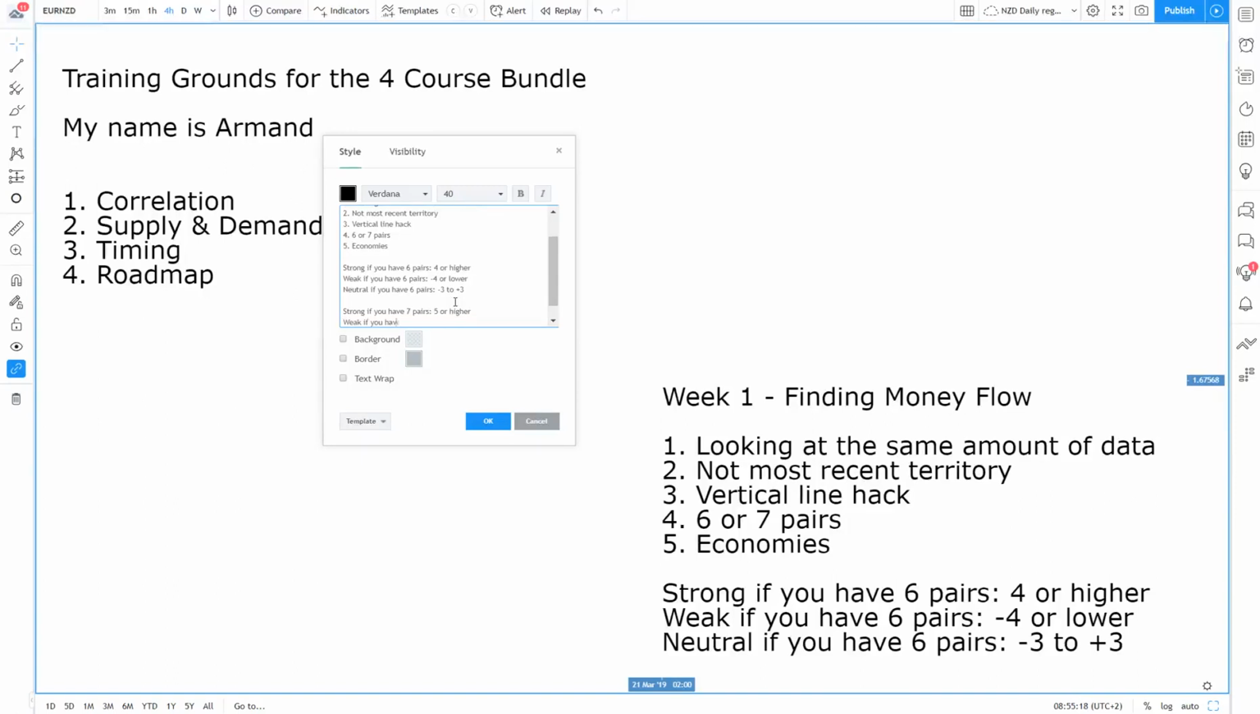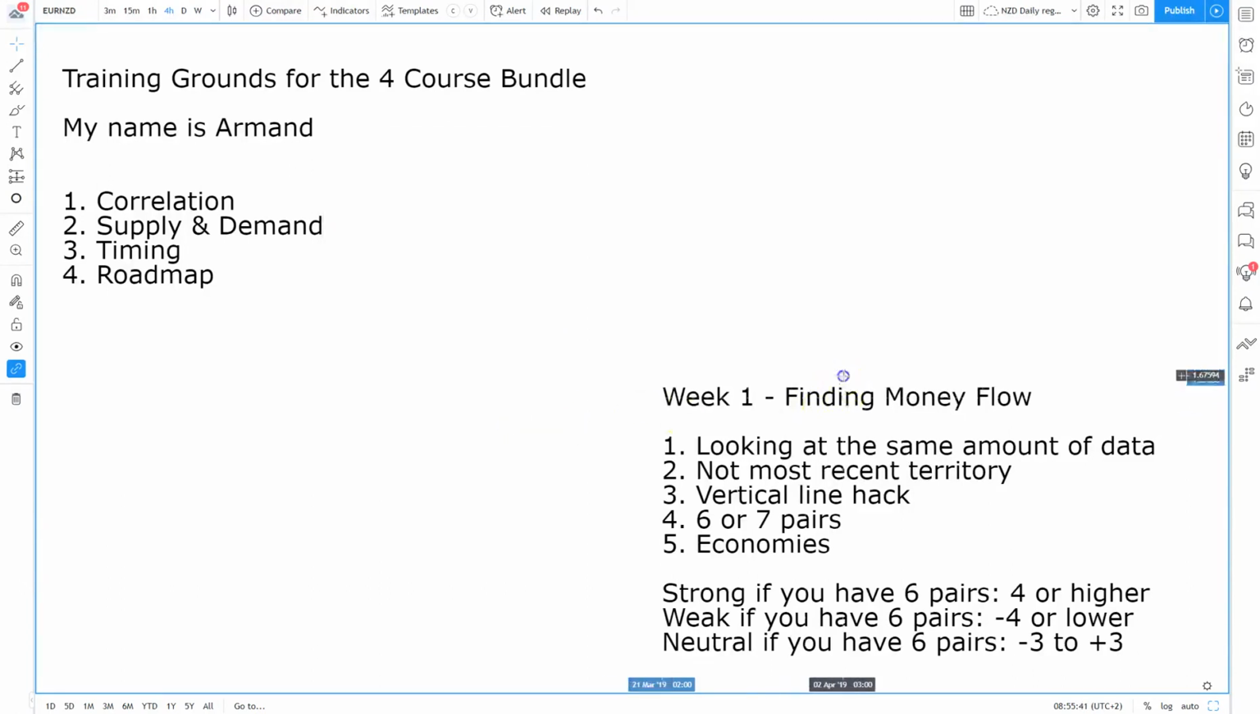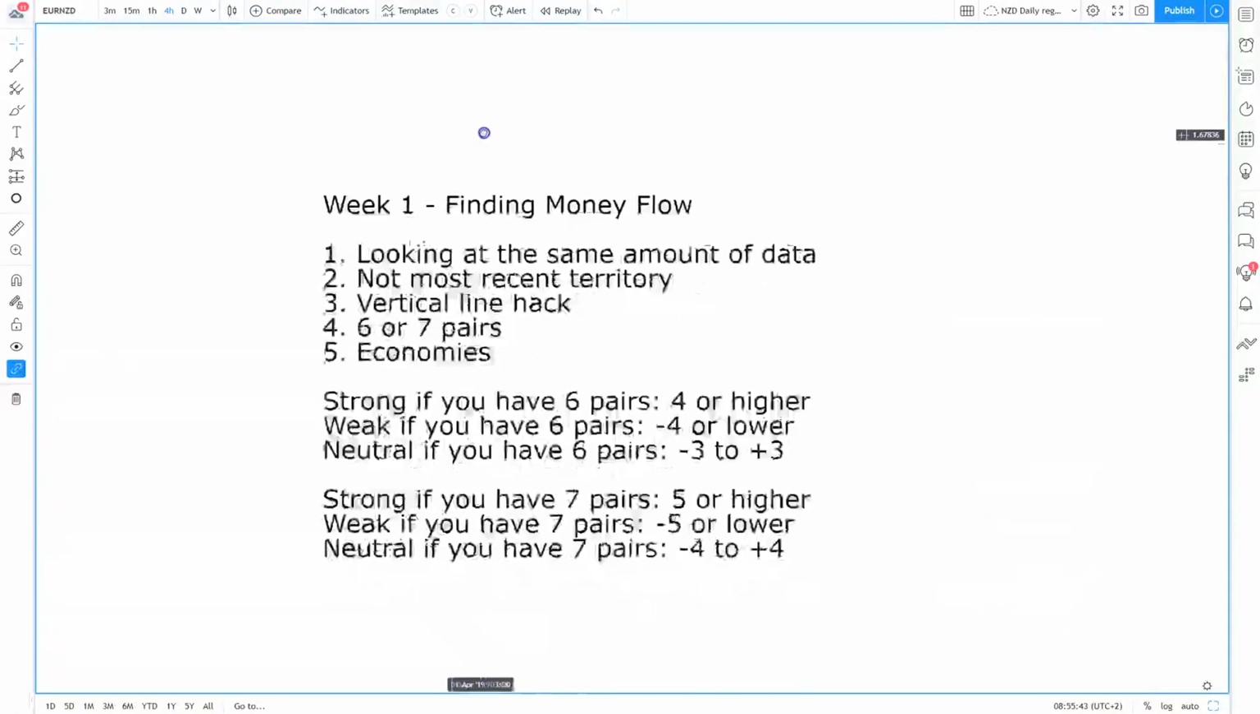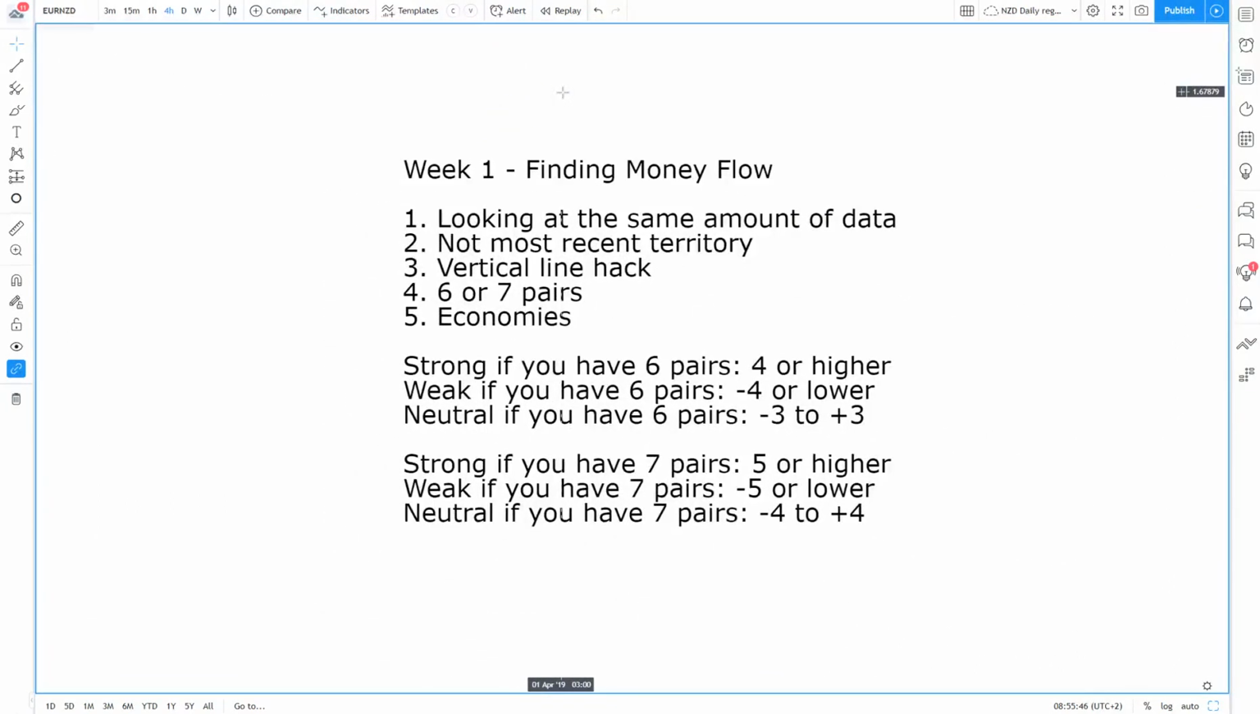Weak, if you have 7 pairs, is -5 or lower. And neutral, if you have 7 pairs, is -4 to +4. So basically everything in between. Okay, let me move this a little bit so it's all in there. Let me move it in the middle right here. So that is what the strength numbers mean depending on whether you have 6 or 7 pairs.